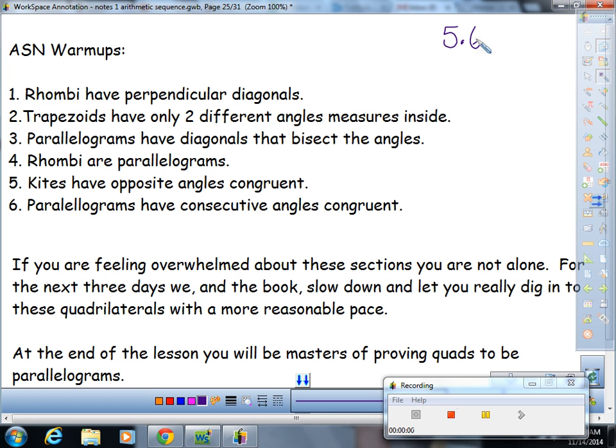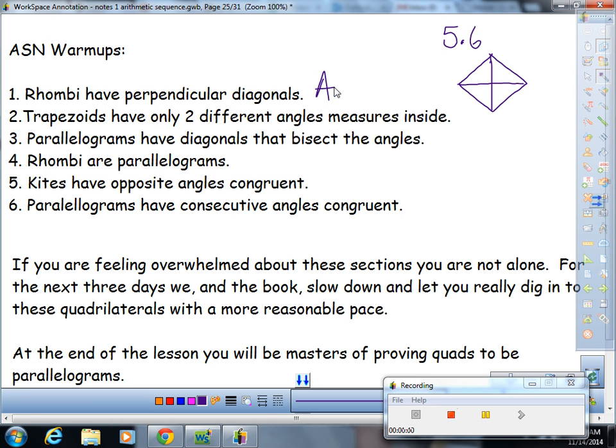Okay, I'll draw some diagrams for some of these. Rhombi have perpendicular diagonals. Actually, a really good way to draw a rhombus is start with two lines that are the perpendicular bisectors of each other, and then it must be a rhombus from that point. Okay, so that's always. How'd we do on that one?